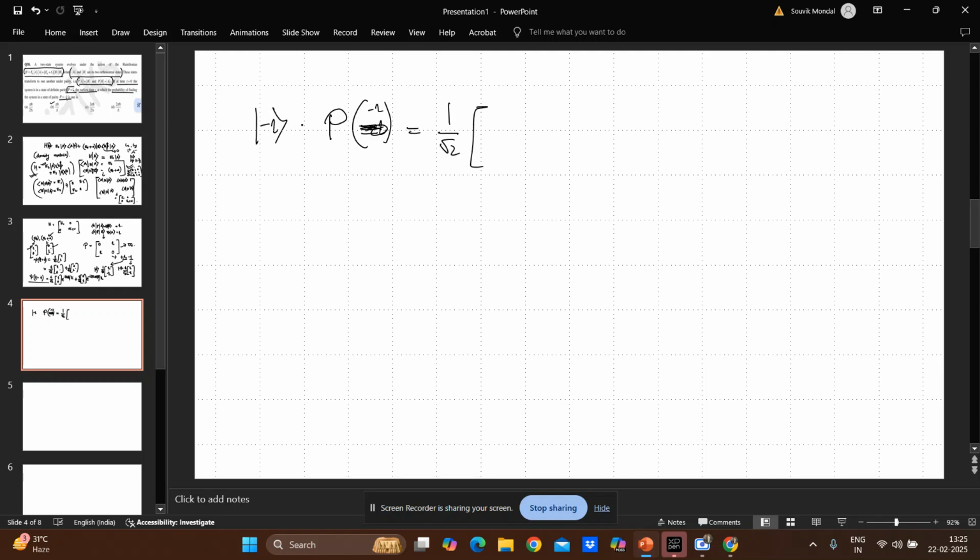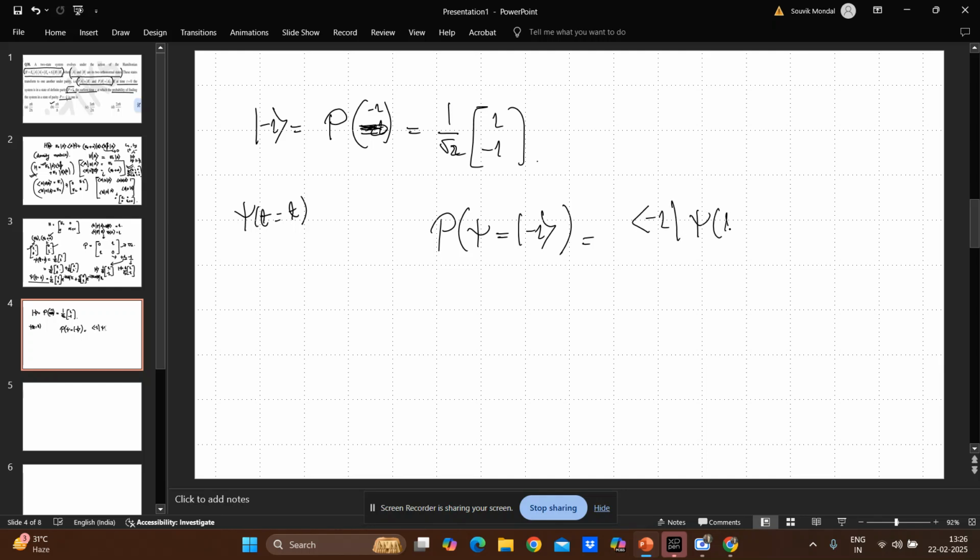Your minus 1 eigenvector is 1 by root 2 (1, minus 1). So when the state psi of t flips to this minus 1 state, the probability of getting the minus 1 state is exactly 1. The probability is the inner product of the minus 1 state with psi at t equal to t, and this should be equal to 1 because it will flip to the minus 1 state.